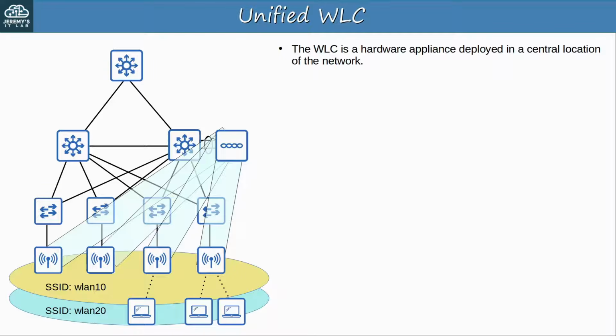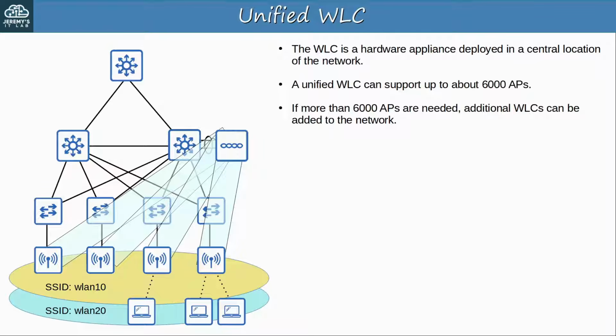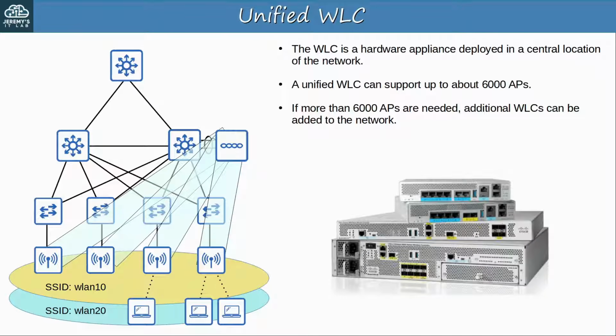So here's an example of a unified WLC, a separate device, a separate hardware appliance, that is deployed in a central location of the network. A unified WLC can support up to about 6,000 APs, and if you need more than that, you can add additional WLCs. This kind of deployment is suitable for a large enterprise campus. Here's a photo of some different Cisco WLC models. Of course, the larger models are more powerful and can support more APs than the smaller ones.